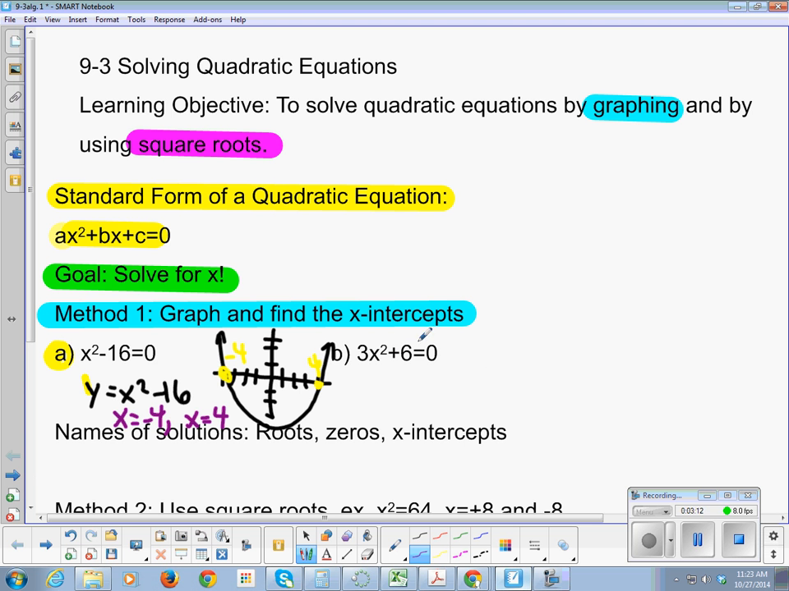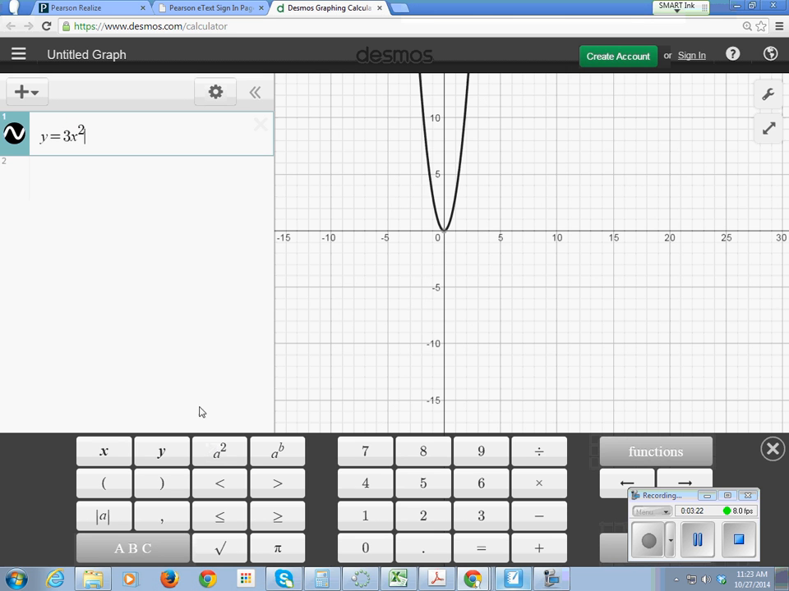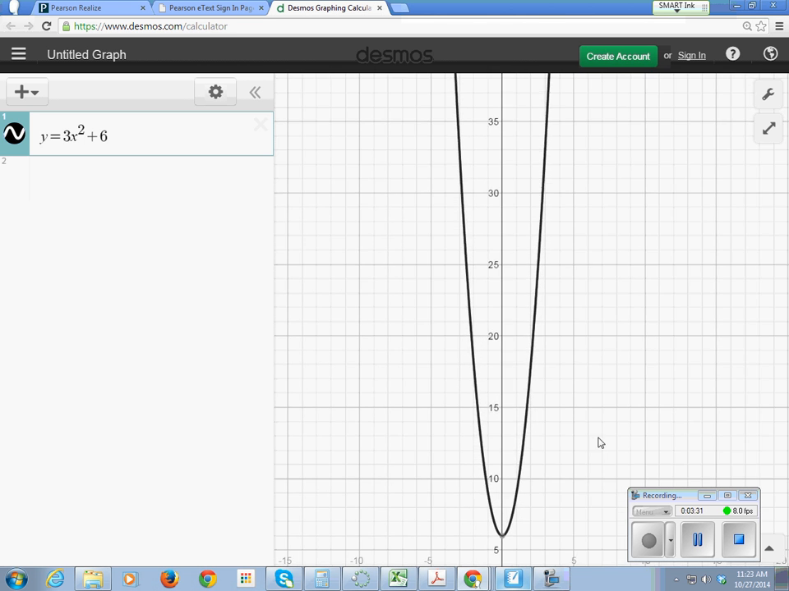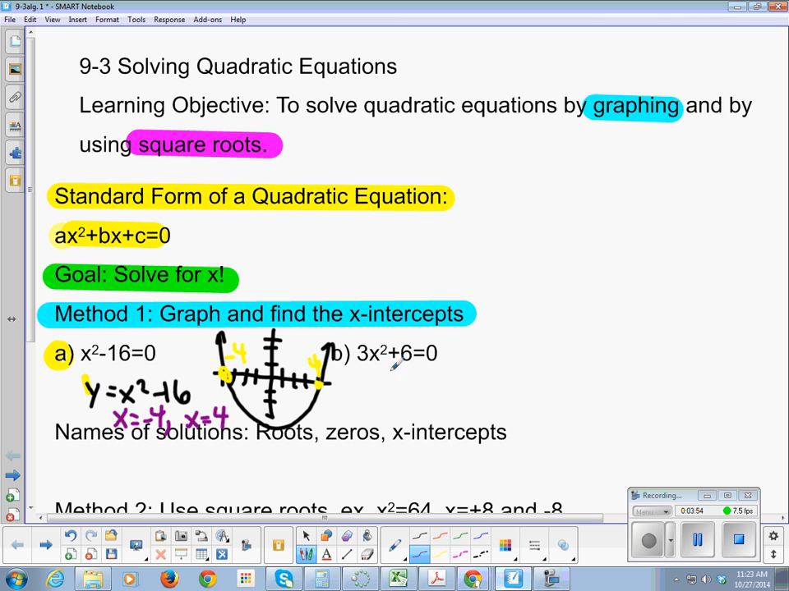Okay, so let's see another example of that. 3x squared plus 6 equals 0. We'll go here. 3x squared plus 6. I'm going to have y equals, oh, this is a tricky one. Take a look at this graph here. Here's my x-axis, right down here. This equation, this graph, this parabola, does not cross the x-axis anywhere. So I am going to have to say that this has no solutions.